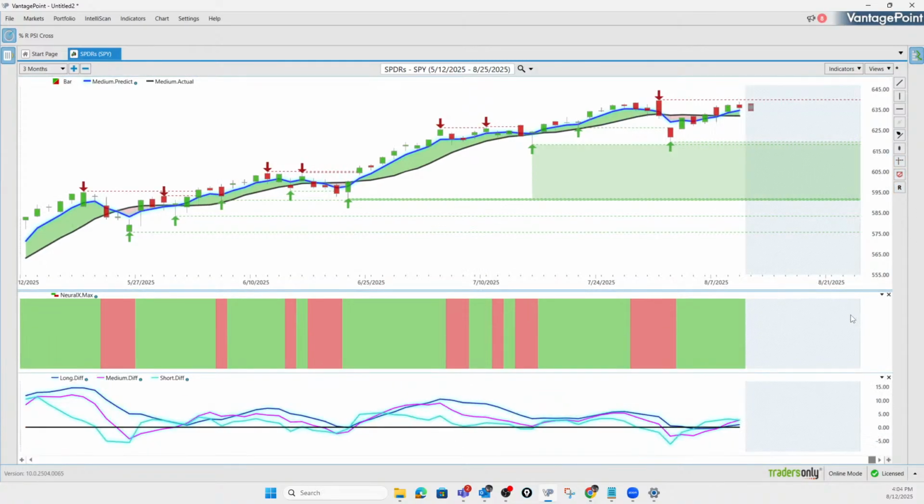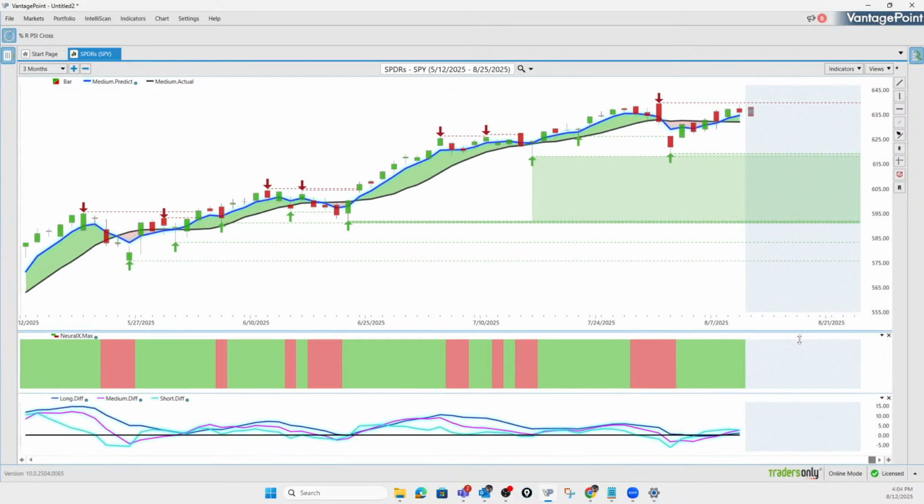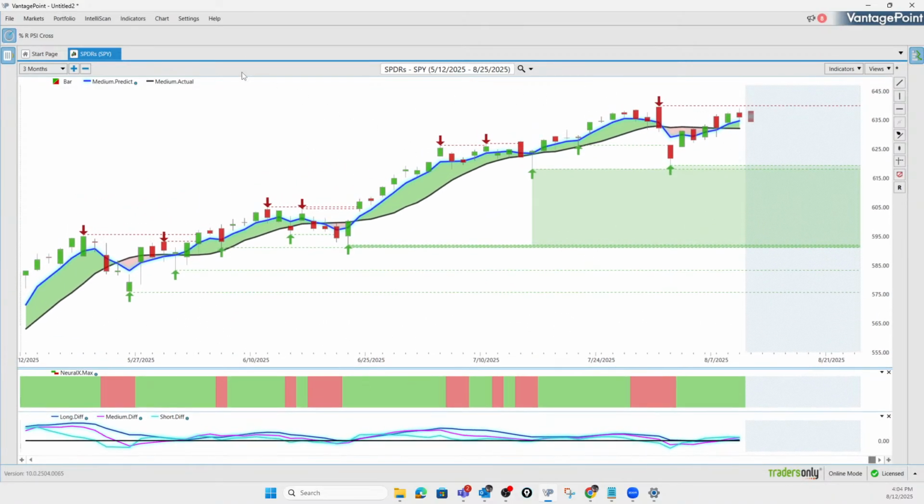And so I'm going to just jump on down to give us a really nice simple view so you can see how easy VantagePoint is to use. And so we'll start with the SPY.